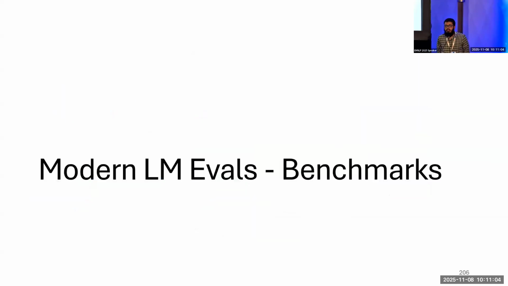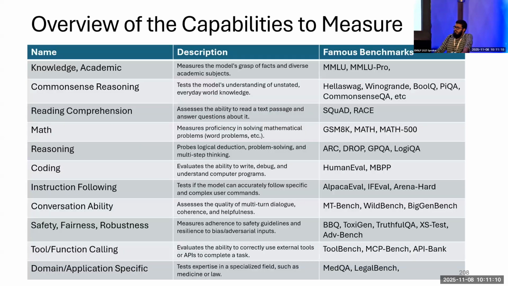So let's look at modern LLM evals. That's the first step, that is benchmarks. This is a quick overview of the different capabilities that people typically look to evaluate. You've got knowledge and academic, and the famous benchmarks are, of course, MMLU, MMLU Pro. You've got conversation ability benchmarks. You've got MT-Bench, WildBench, BigGen Bench. This is just like a ready reckoner that's there.